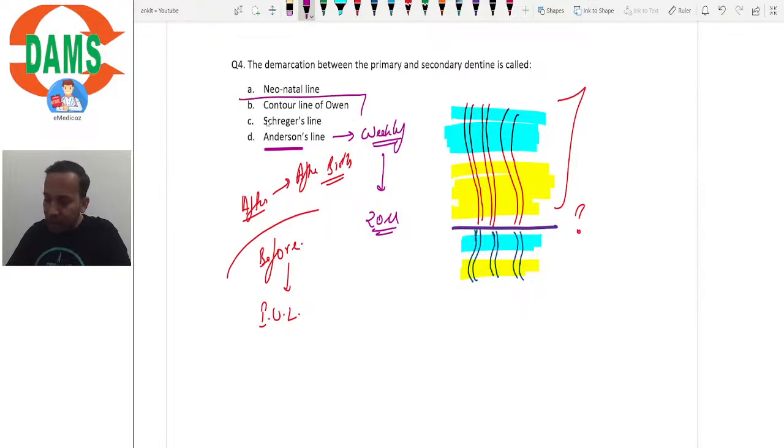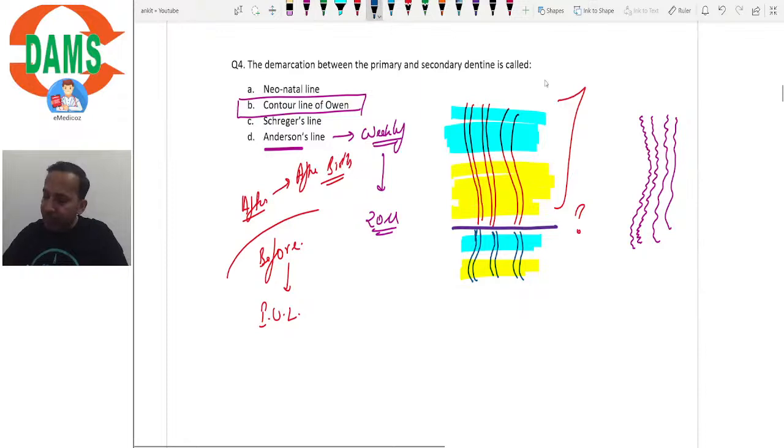It is the contour line of Owen. Contour line of Owen is not an incremental line, isn't it? Originally it was described as a representation of the overlap of secondary curvatures of the dentinal tubule. So we know that during its entire course, the dentinal tubule shows these smaller vibrations, these smaller curves. And when these smaller curves overlap, it produces contour lines of Owen.